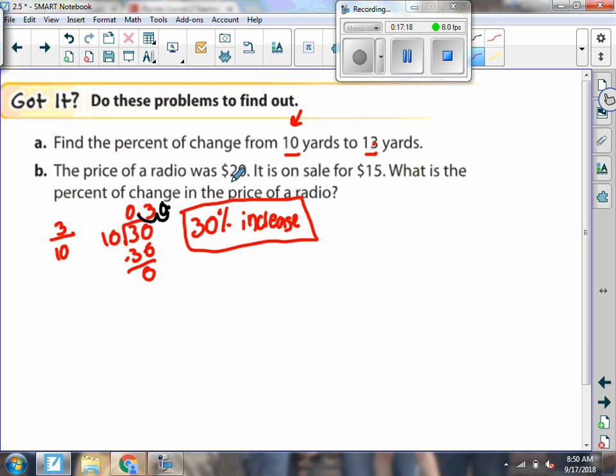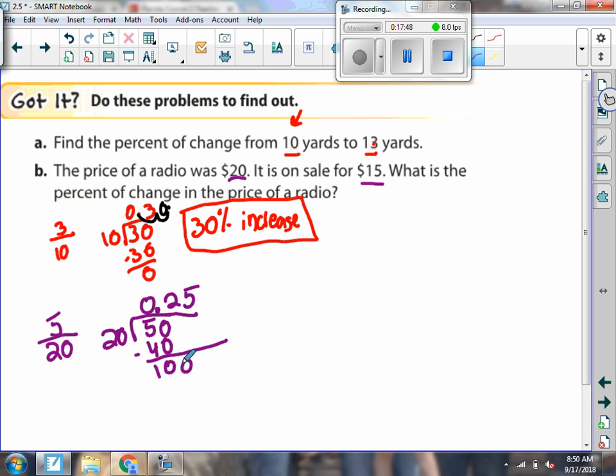Okay, so my original amount was 20, and then it went to 15. So my difference, 20 minus 15, is 5, over my original amount, which was 20. I'm going to divide 5 divided by 20. 20 goes into 5 0 times, so add a decimal. 20 goes into 50 2 times, that's 40. And 20 goes into 100 5 times. And so I'm left with 0.25.